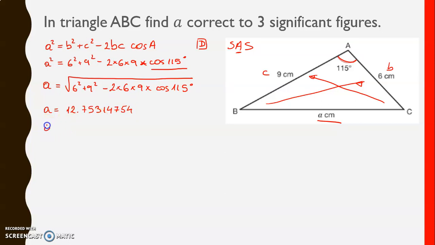Okay, these are all the digits displayed on my calculator, and we have to be careful because we are asked to give the answer correct to three significant figures. So we start counting from the first non-zero digit, 1 2 3. We cut the number here, but because there is a 5 there, this rounds up to 12.8 centimeters to 3SF. Okay, and that's our answer.